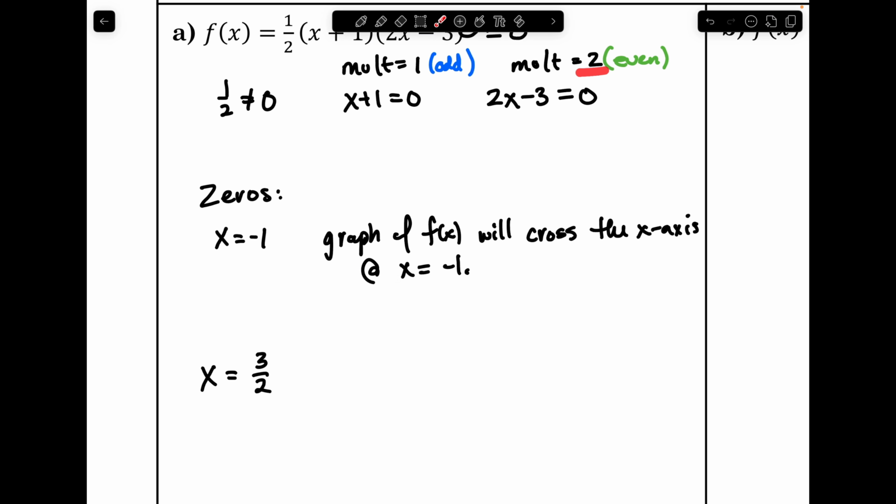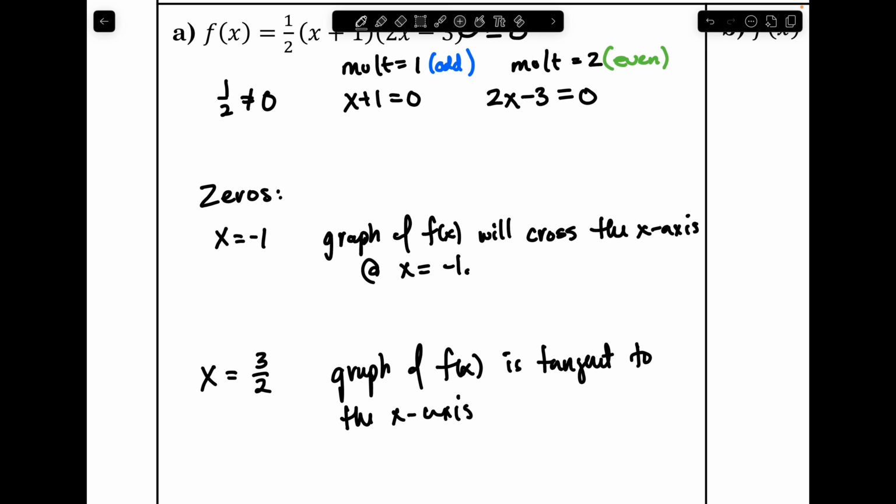So since the multiplicity is even, like I said with this one, that means that the graph of f of x is tangent to the x-axis at x equals 3/2. And that's it. So if we were to graph this, we would see exactly that.